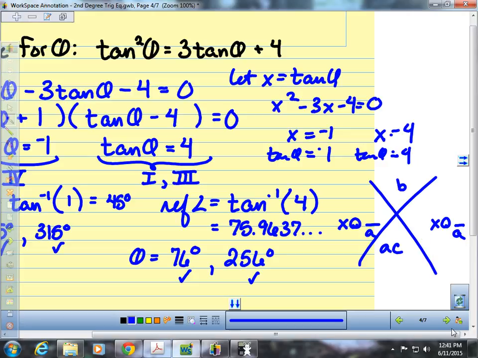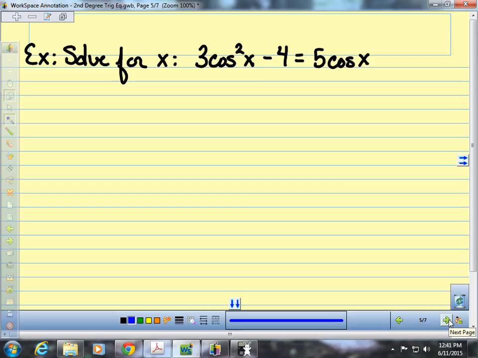Let's take a look at a quadratic formula. 3 cosine squared x minus 4 equals 5 cosine x. Do we recognize that this is a quadratic? Why? Squared. All right, well, what would standard form be then? 3 cosine squared x minus 5 cosine x minus 4 equals 0. Okay, now, could we potentially look at the X method to help us with this one?